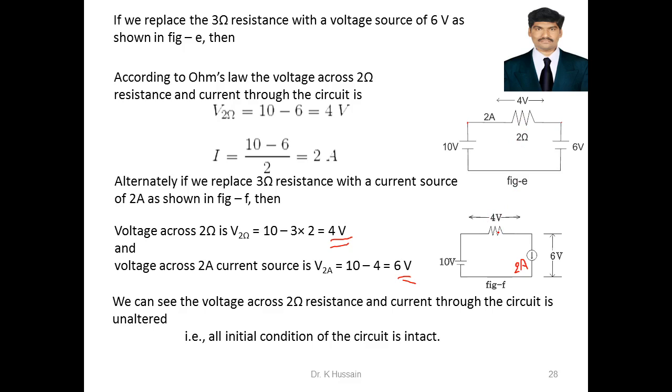So we got the same values as the actual circuit. That is nothing but all the initial conditions of the circuit are intact, no change at all. Those are fixed values. Whatever the values of the actual circuit, after replacing with these sources also, it won't change any value in the circuit. Okay.